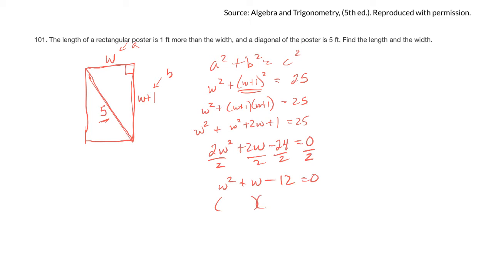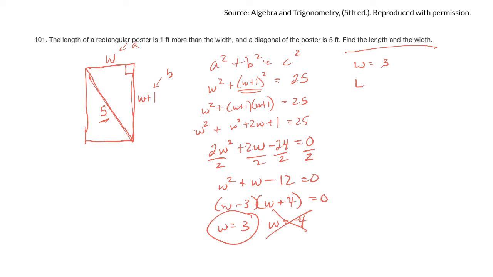Now let's factor that. w and w, so 3 and 4, I think, a plus 4 and a minus 3. So w is equal to 3, or w is equal to negative 4, but negative 4 can't be a width, so I'd be saying the width is 3. So they say find the length and the width. So the width is 3, and the length is 1 more than the width, so the length is going to be 4.